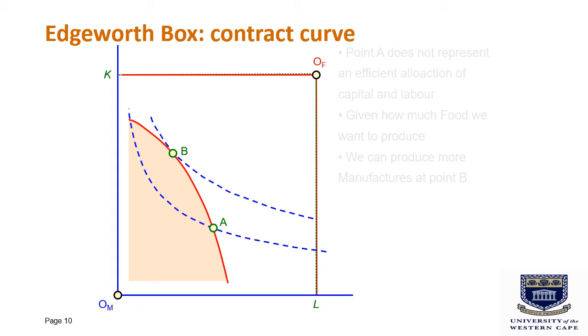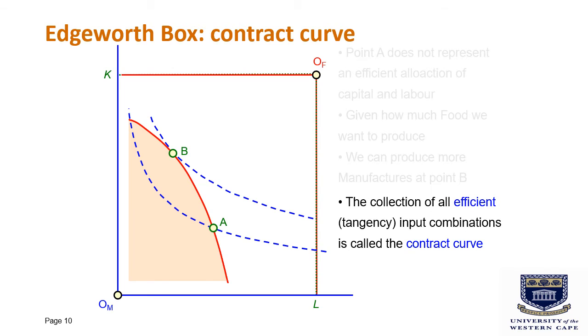What has happened in the food industry? Besides the changes in capital and in labor, nothing actually has occurred. We are still producing on the red isoquant. But in the manufacturing sector, what has now occurred? That shift of resources has allowed the manufacturing industry to produce now at point B, which lies on a higher isoquant. So we've actually increased the output in the manufacturing sector just by relocating the inputs between the two sectors.